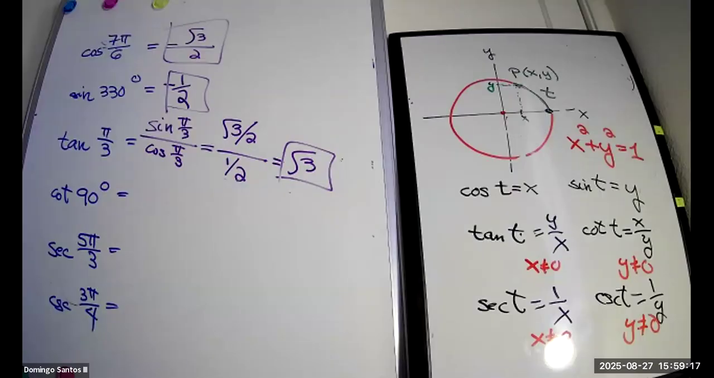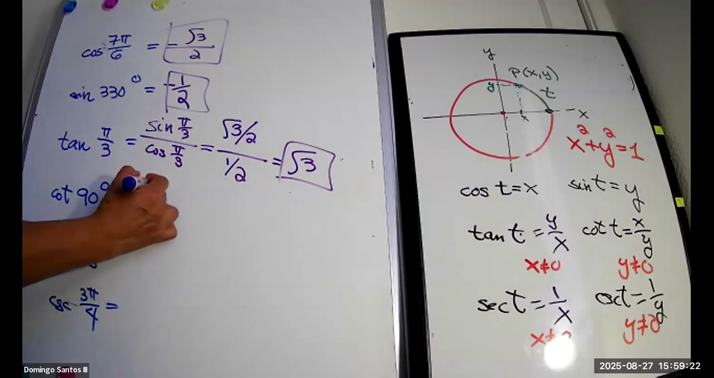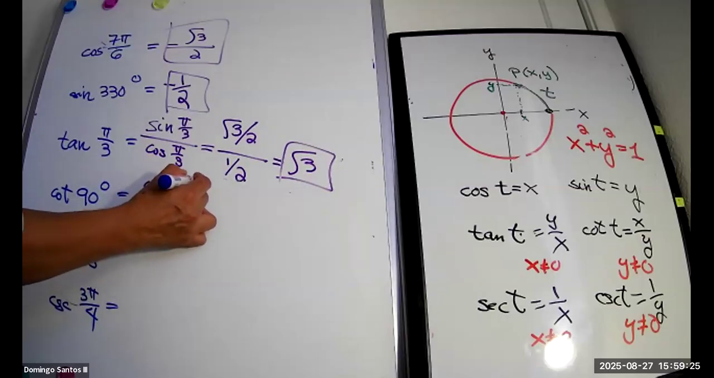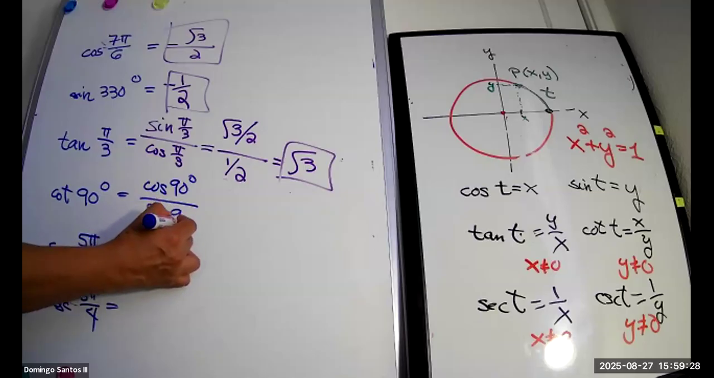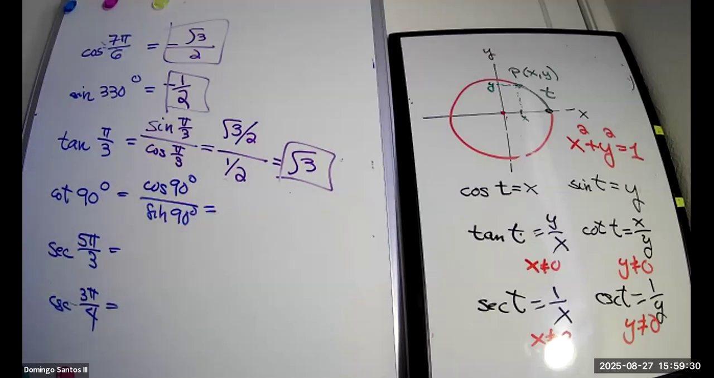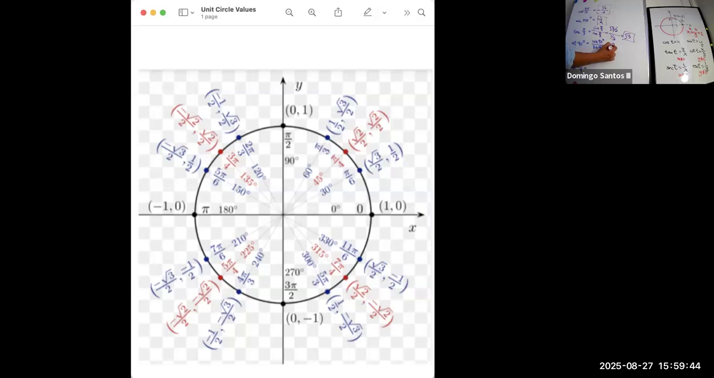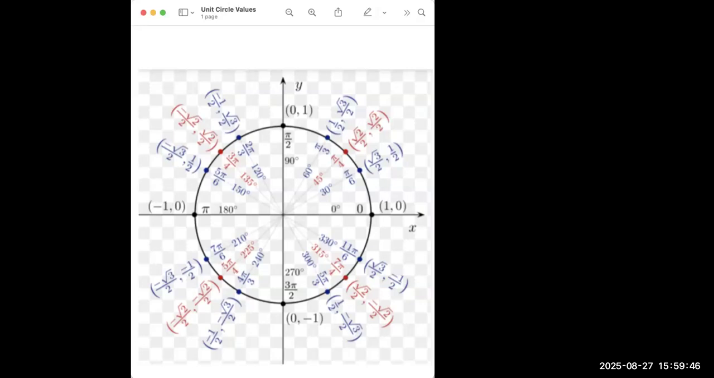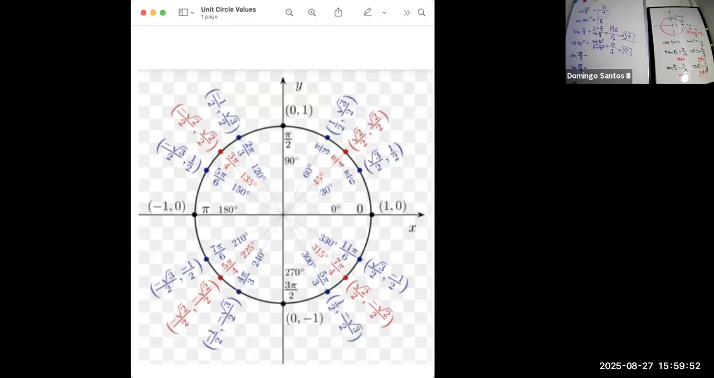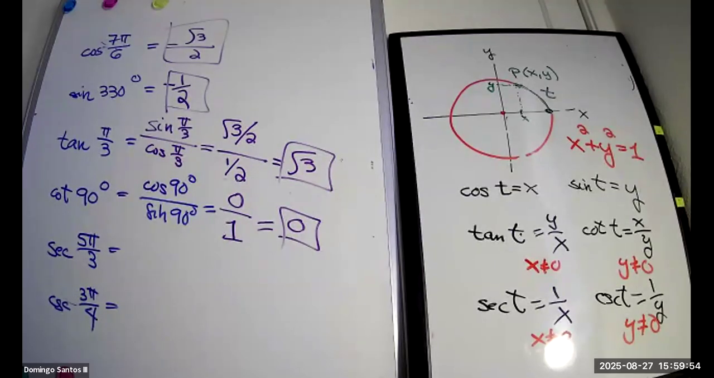Now let's do cotangent of 90 degrees. Cotangent from trig, as we know, will be cosine over sine, right? So this is cosine 90 over sine 90 degrees. Correct? So Jawan, what's cosine of 90 degrees? It's going to be 0. Very good. And what's the sine of 90 degrees? 1. So cotangent 90 should be equal to, very good, just 0.